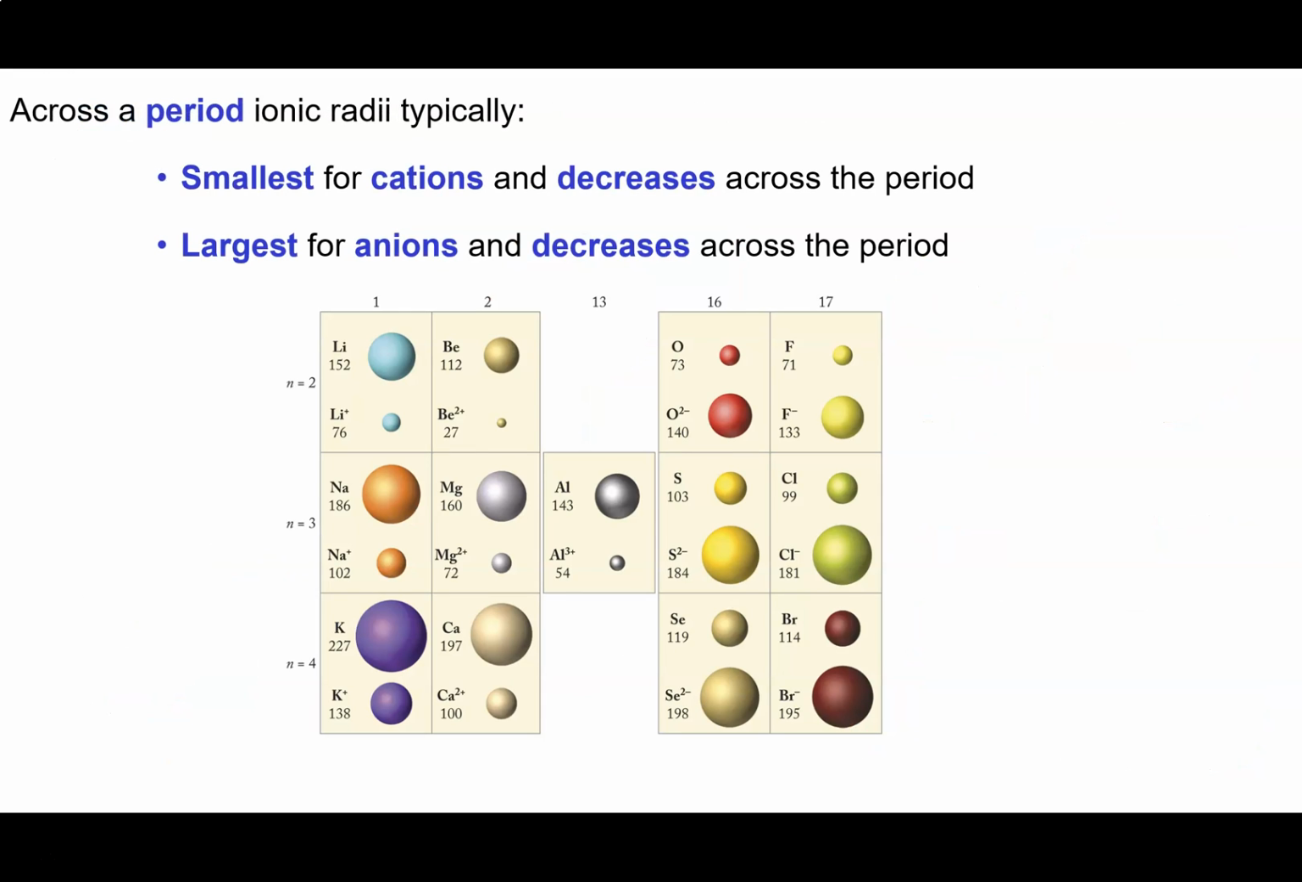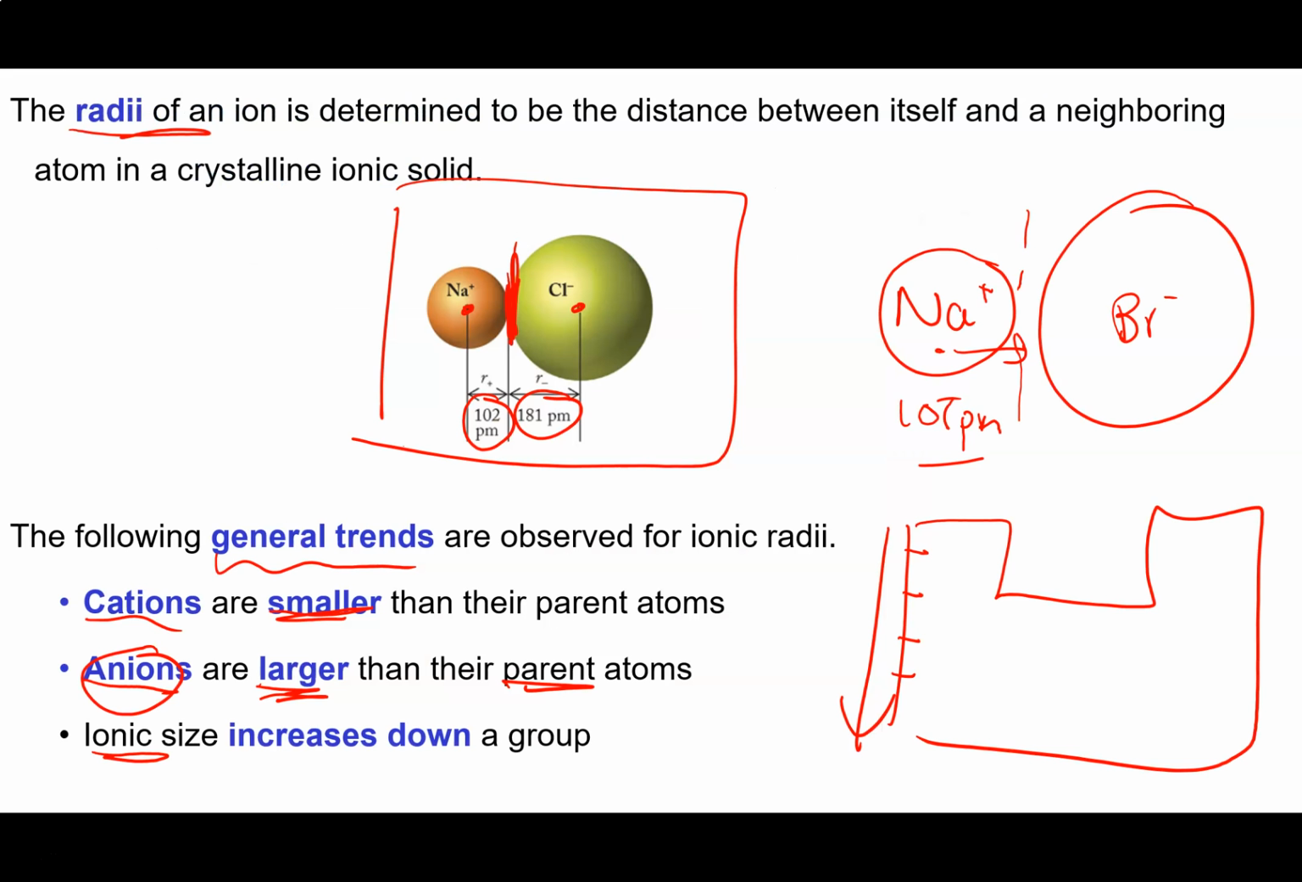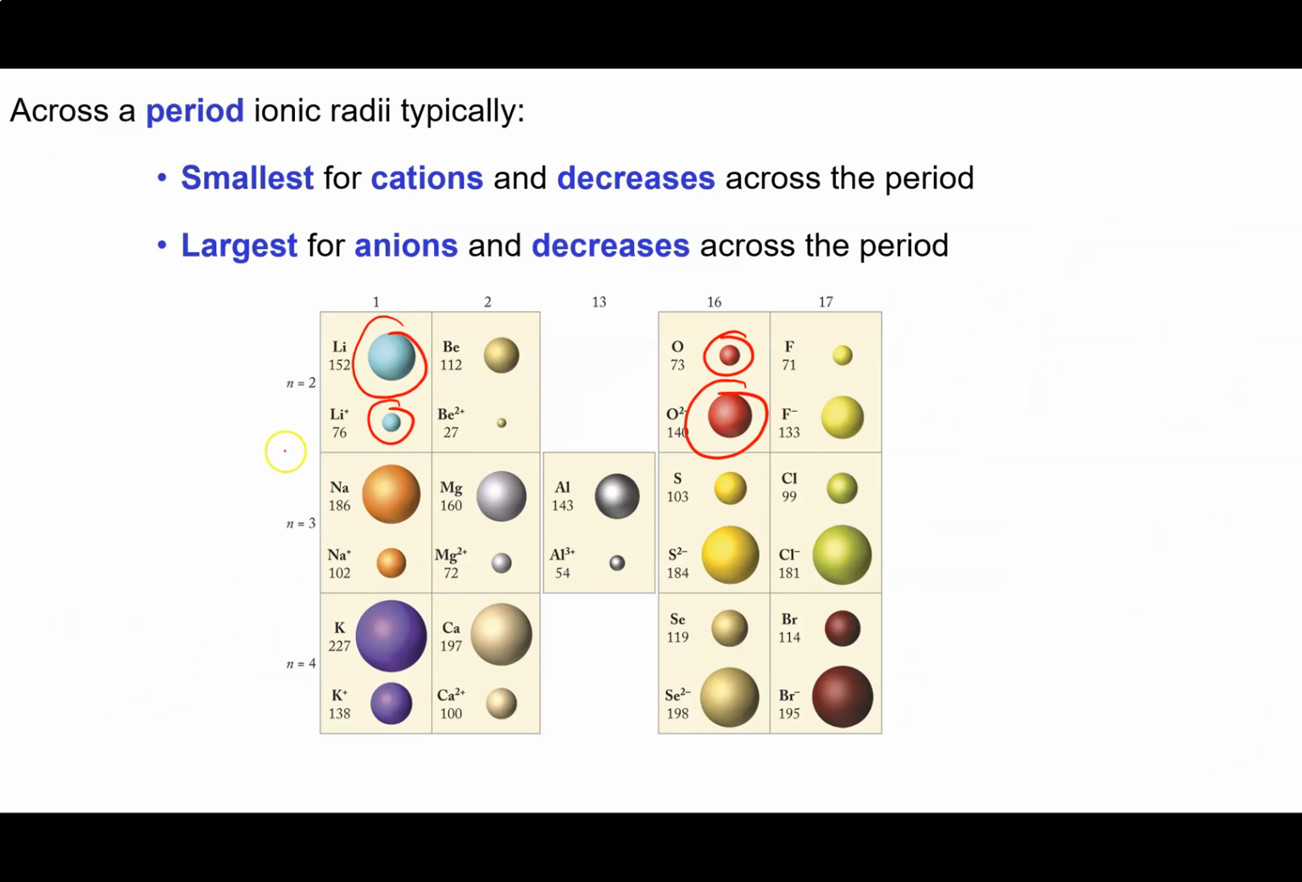So here we go. We can see some of these trends here. Here's lithium, and you can see that the lithium cation is a lot smaller than the lithium atom. Here's oxygen, and you can see the oxide anion is a lot bigger than an oxygen atom. So that's our first trend there. Our first two points: cations are smaller than their parent atoms, and anions are larger than their parent atoms.